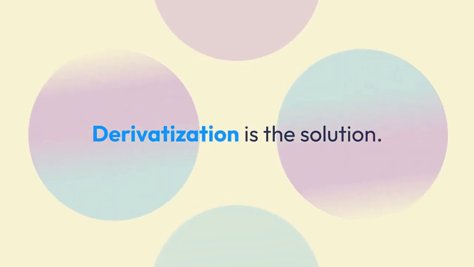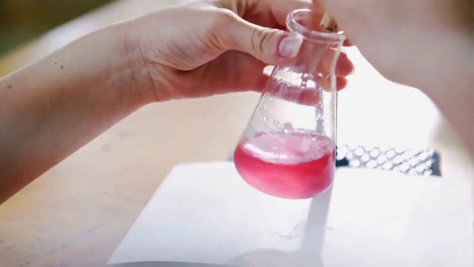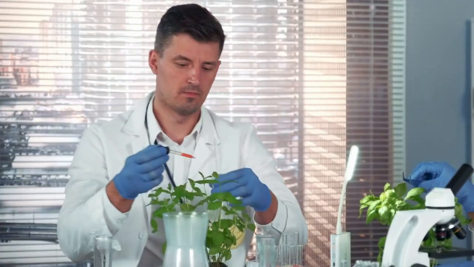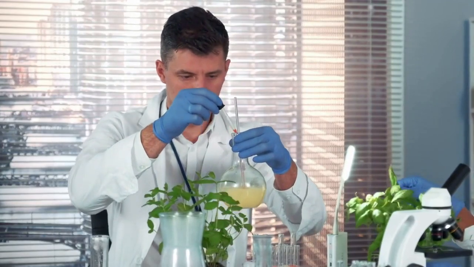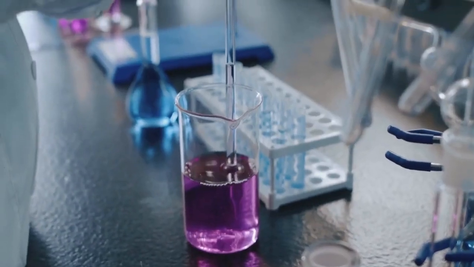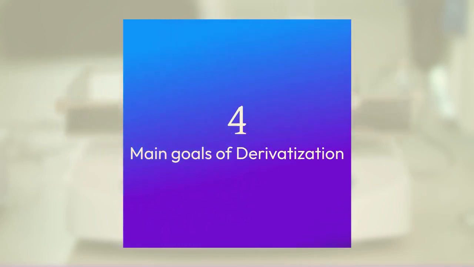Derivatization is the solution. It is a chemical reaction performed on our sample before it's injected into the GC. We add a special chemical, a derivatizing agent, that modifies our target molecule, essentially giving it a new disguise to make it GC-friendly. There are 4 main goals for doing this.